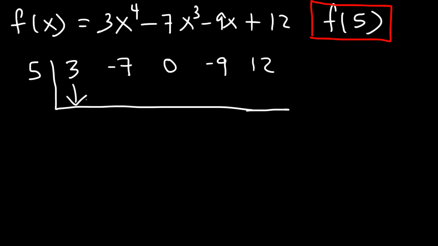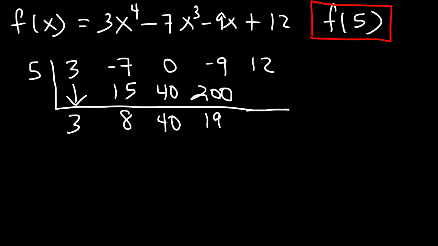So let's bring down the 3. 5 times 3 is 15. And -7 plus 15, that's going to be 8. And then 5 times 8 is 40. Let's bring down the 40. And then 5 times 40 is 200. -9 plus 200 is 191.